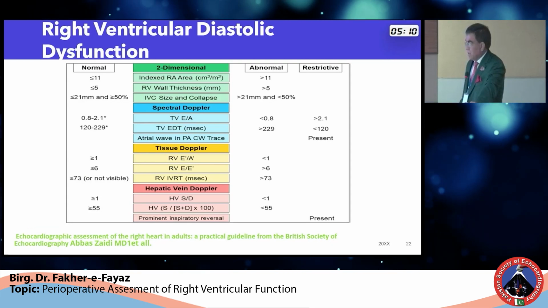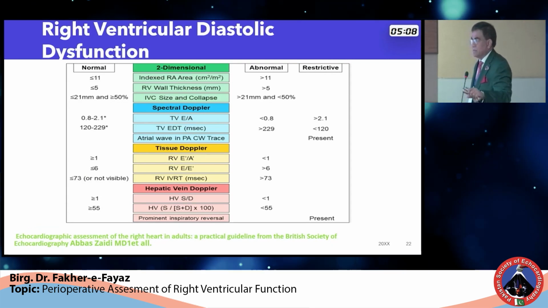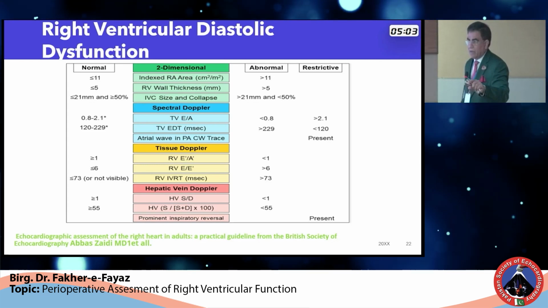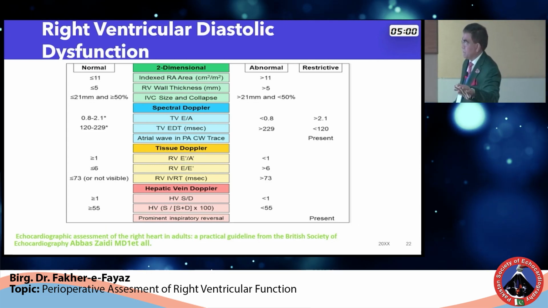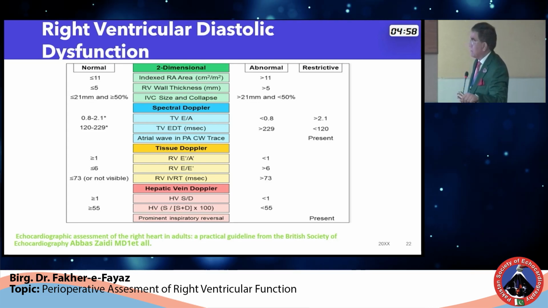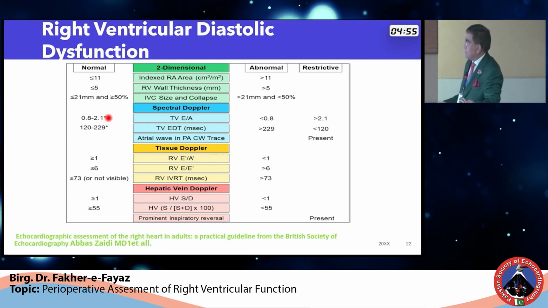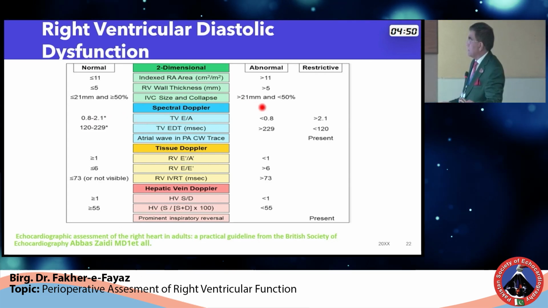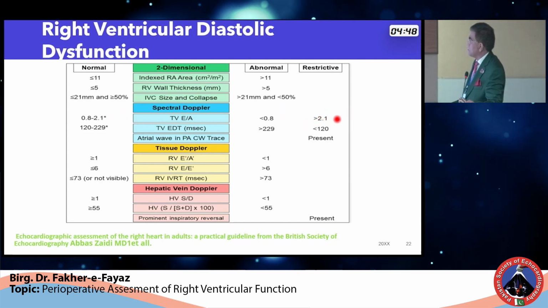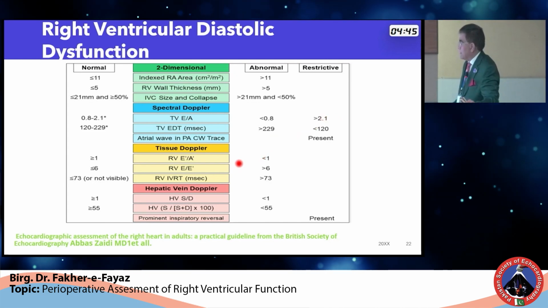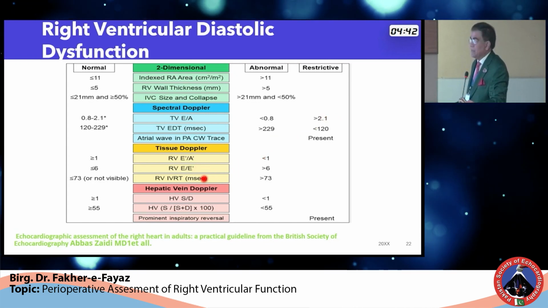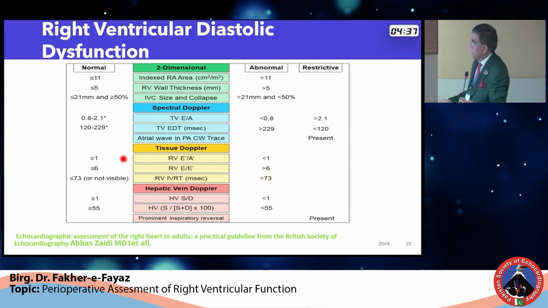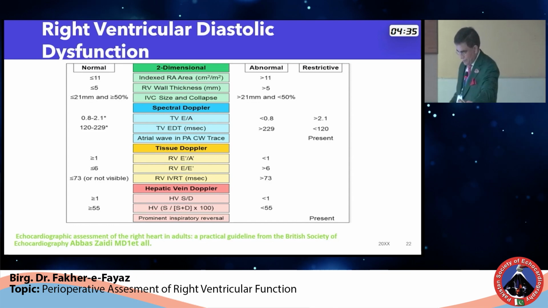So coming to right ventricular diastolic dysfunction, it is pretty similar to how we do it on the left ventricular side. Yesterday we had a very good talk on that by Professor Dr. Shabaz Sarwar, and I will not go into detail, just a few points. If the E/A ratio is 0.8 to 2.1, it is normal. If it is less than 0.8 or more than 2.1, it is abnormal. And the other thing is the RV E/E prime ratio. If it is more than 6, it is abnormal. If it is less than 6, it is normal.